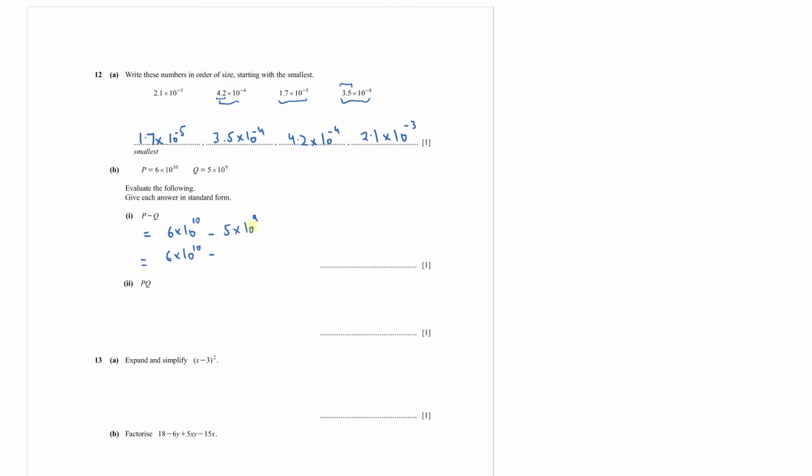So if I have to increase this power of 10, I will have to move the decimal one place to the left. So this will become 0.5 into 10 power 10. Now I can take 10 power 10 as common. So this will become equal to 10 power 10 and then 6 minus 0.5. So this will be 5.5 into 10 power 10. So your answer will be 5.5 into 10 power 10.